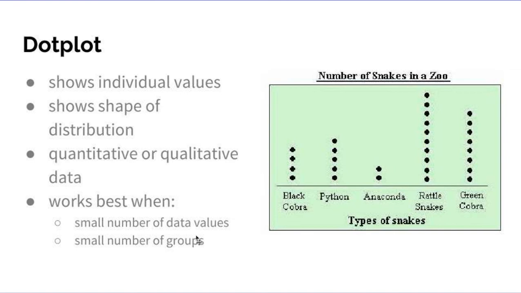Okay, dot plots work best when we have a small number of data values and a small number of groups. So like this, there's maybe, just looking and guessing, 20 to 30 dots. That's a small number of data values. If you had a group of, let's say, all of Patriot, 2,700 students, I don't think you want to sit there and draw 2,700 little dots. So that data would be too large for a dot plot.